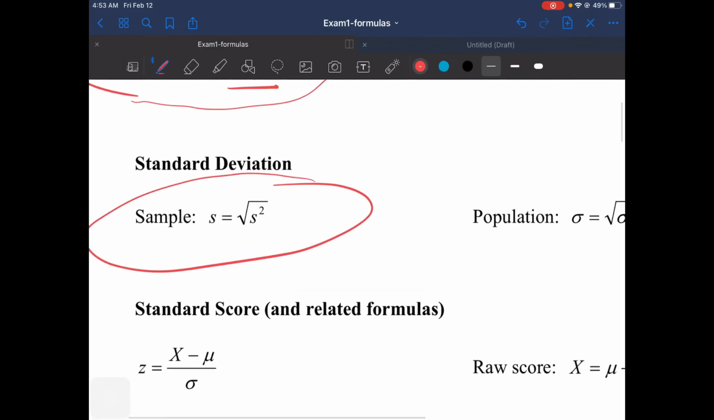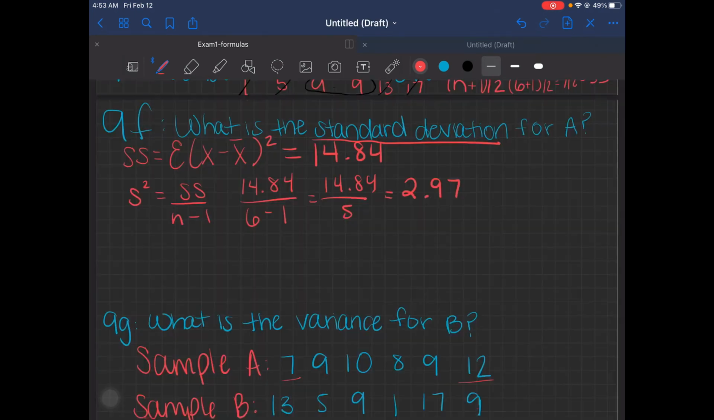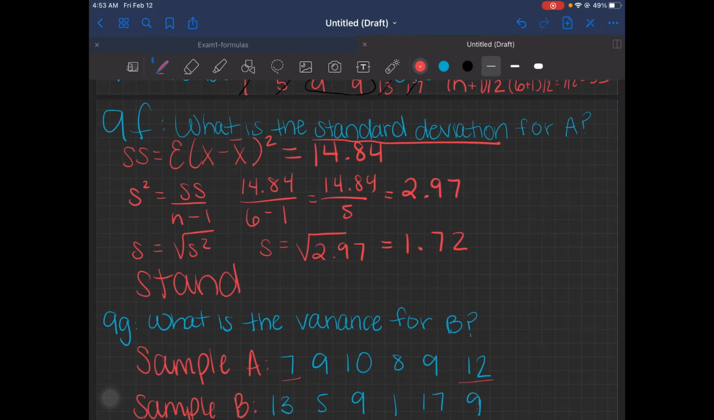So going back over to my formula sheet one last time, we see that the standard deviation is the square root of the variance. So our variance was 2.97. So I am just going to find the square root of 2.97, which is about 1.72. So for 9F, our standard deviation for sample A is that 1.72.